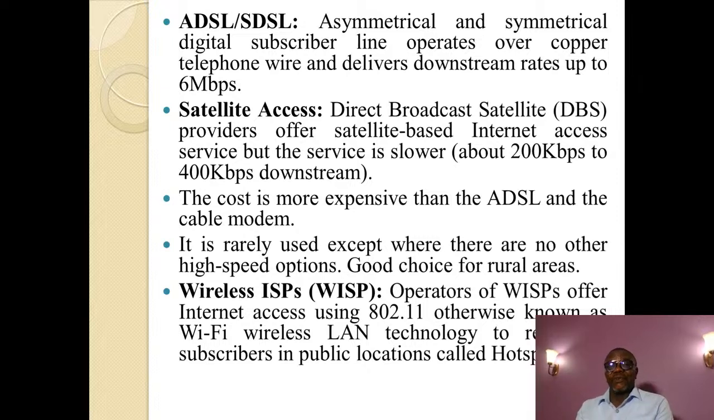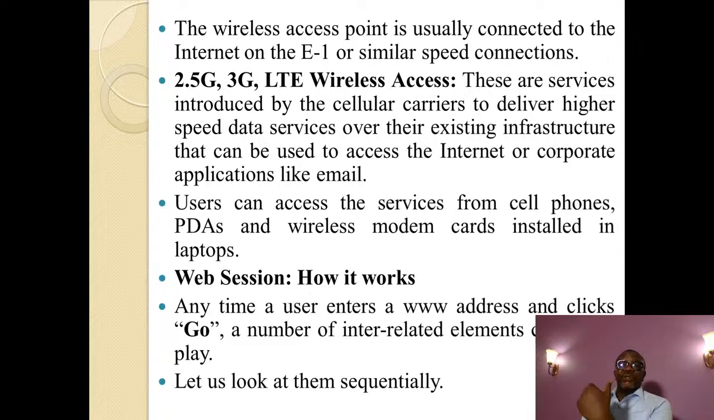So the Wi-Fi is also a form of internet service provider, because each person gets his local area network and leaves it open for people to connect, known as the Wi-Fi. The wireless access point is usually connected to the internet on an E1 or similar speed connection.